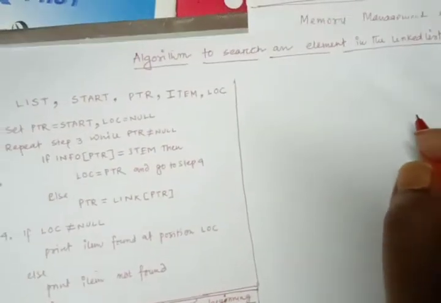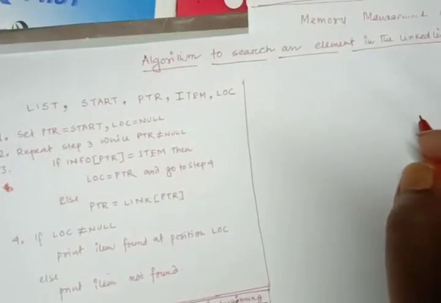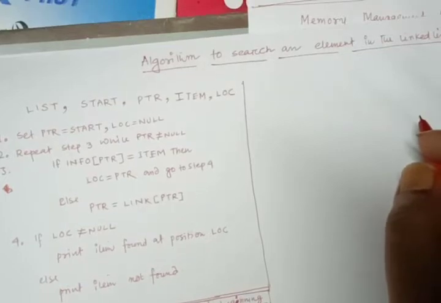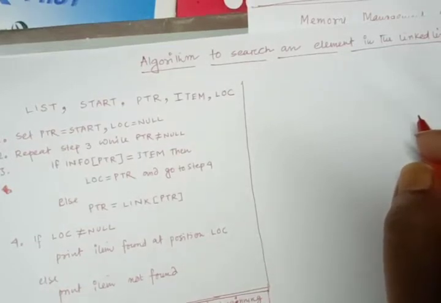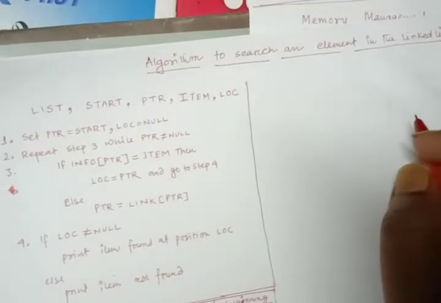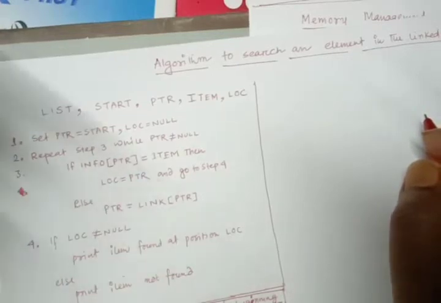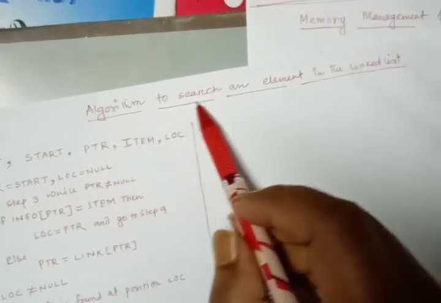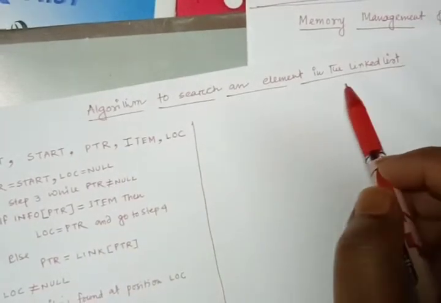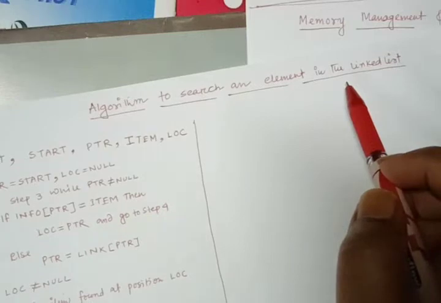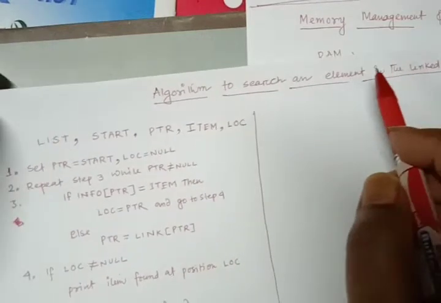Hello students. In my last class I explained linked lists and their representation, and I explained one algorithm also. That algorithm was traversing a linked list. Now in this video I will explain two more algorithms. The first algorithm is an algorithm to search an element in the linked list. You can search any element in the linked list.